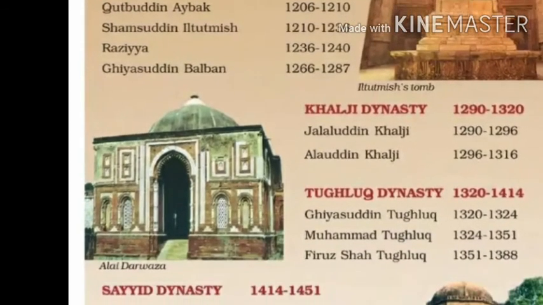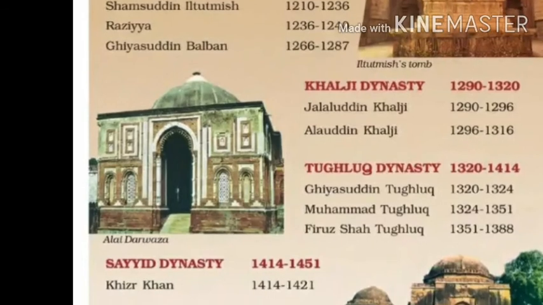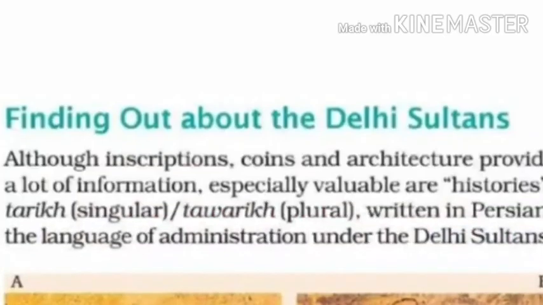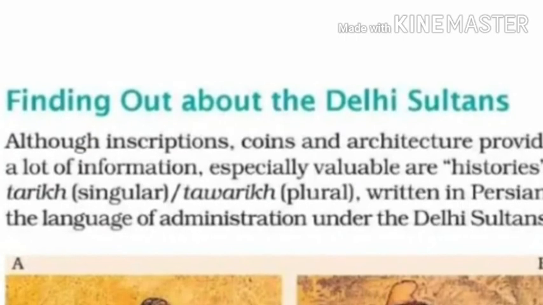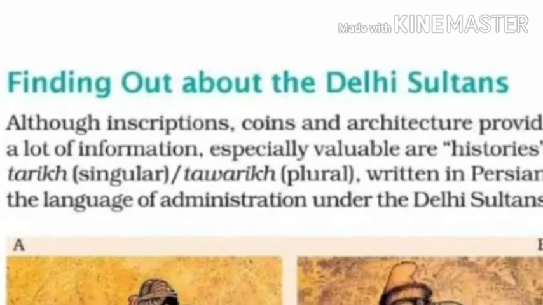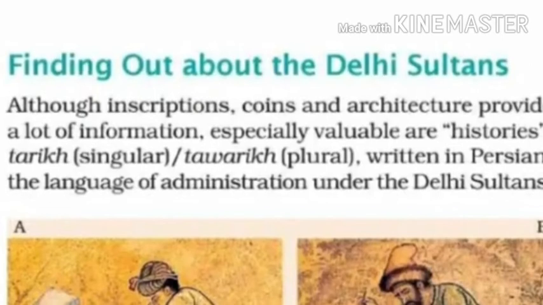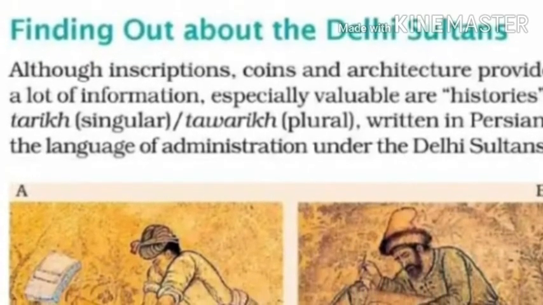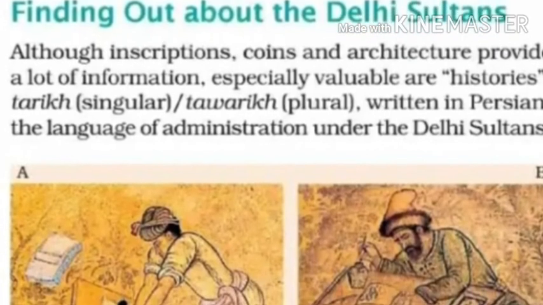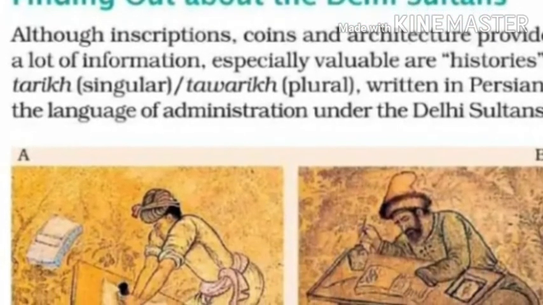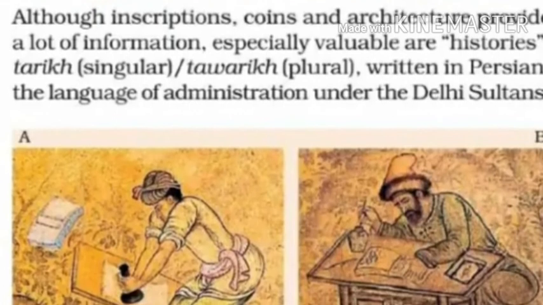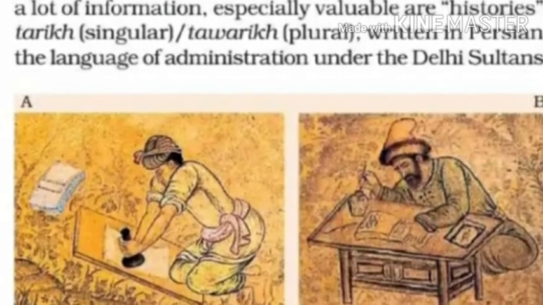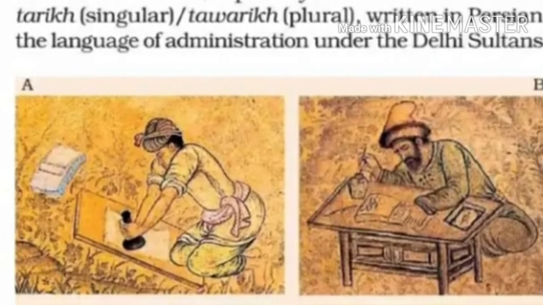How do we come to know about the Delhi Sultans? From where do we get this information? The information on Delhi Sultans is derived from the coins which were minted at that time. Those have been unearthed. They were called the Delhi Vals. Also the inscriptions on the monuments and the architecture.